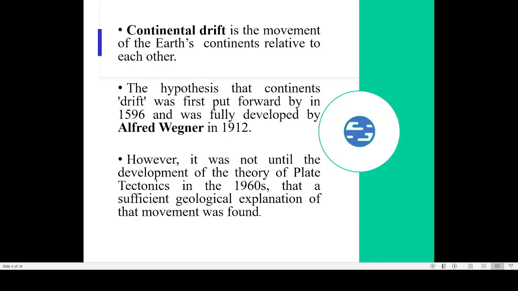Now we will see what continental drift basically is. Continental drift is the movement of the earth's continents relative to one another. The continents that we find at different parts of the earth today have not always been in those places. If you go back some 250 million years, we can find that India was nearer to Africa, and similarly Australia was near to India, and Antarctica was near to India.